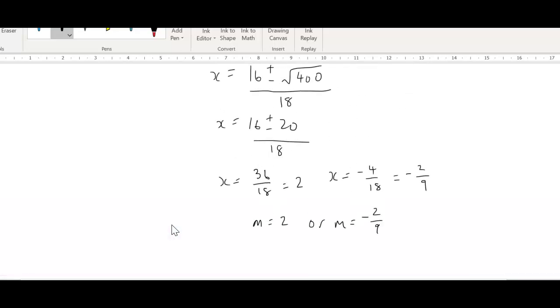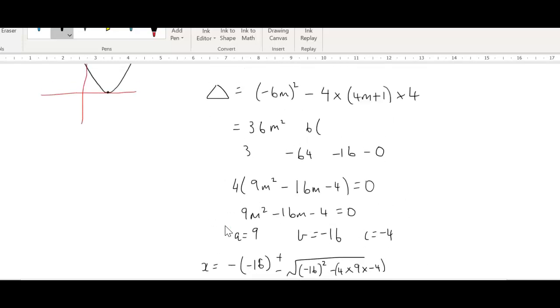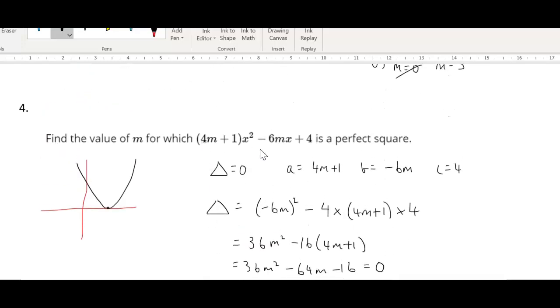We're on to the next section. Just recall don't leave it as x. I should have been doing my working with m, but it is very late in the day. So your final answer: m equals 2 or m equals −2/9. If I go back up here, that just means we get a perfect square. All right, I think that's it. Bye.